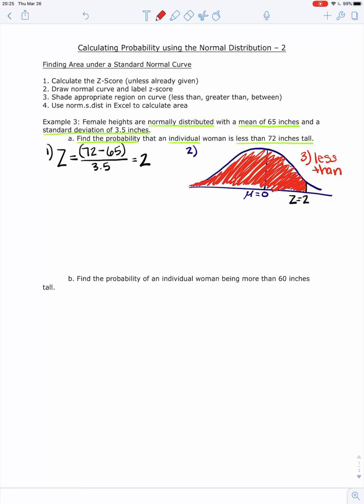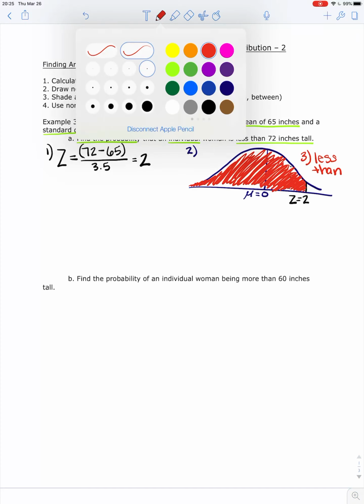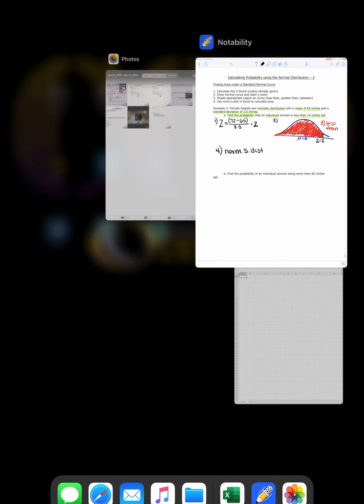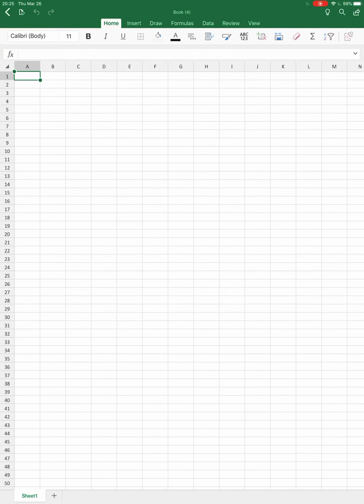So we found our z-score, we drew our curve, we labeled approximately where that z-score would fall, and we shaded based on the keyword in the problem. Now we're ready to go to Excel to find the probability. In Excel, we're going to use the function norm.s.dist. I'm going to switch to Excel here.